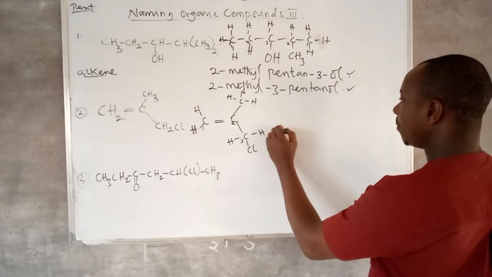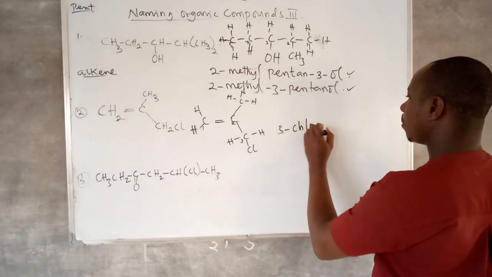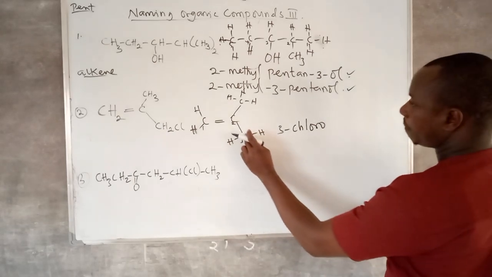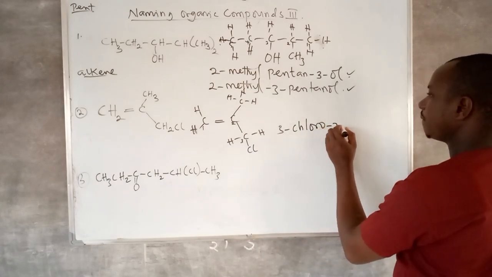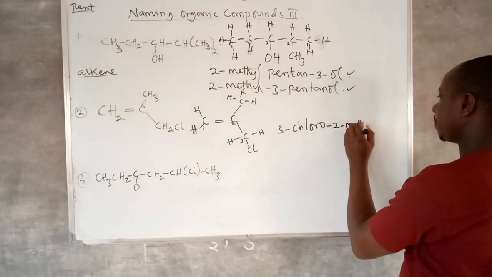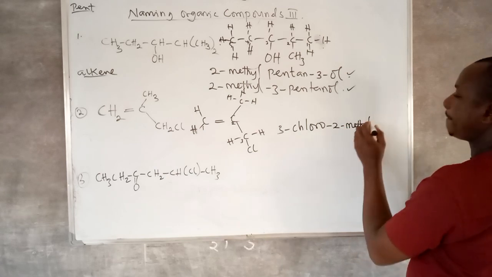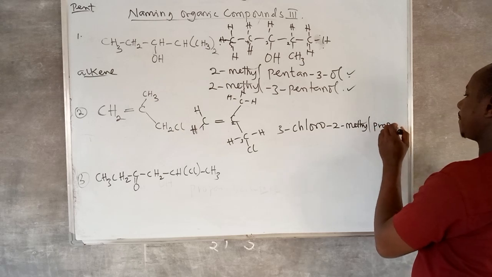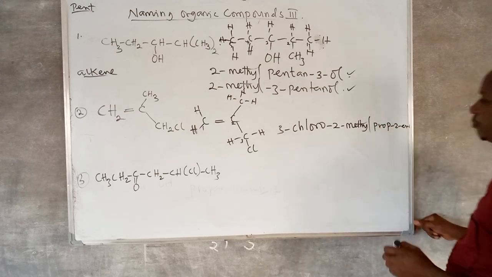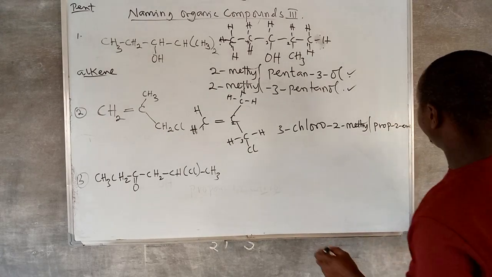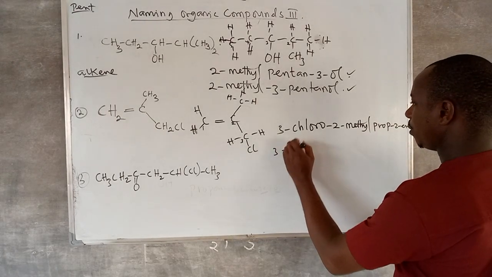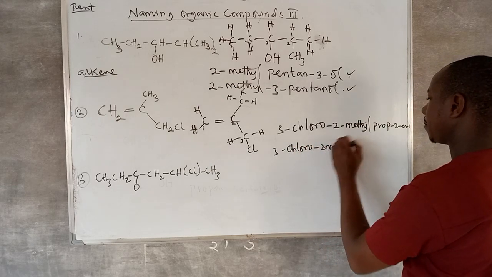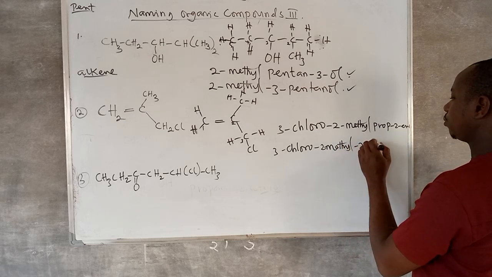Okay, the name is now looking at us. What is now the name? 3-chloro, 2-methyl, prop-2-ene. Let me write it again. 3-chloro, 2-methyl, 2-propene.